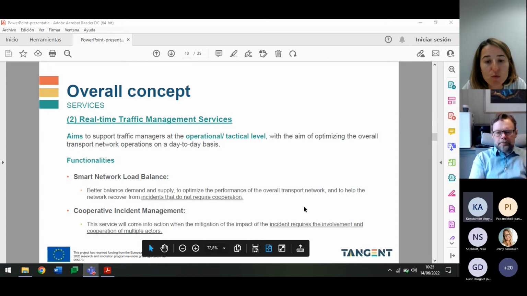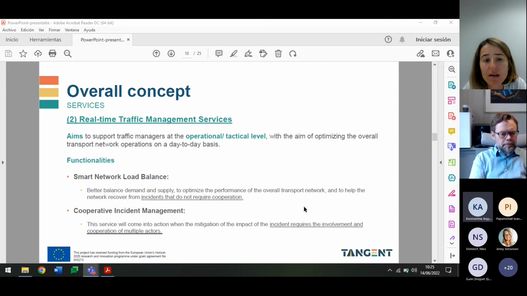Well, now we move to the second service, that is the real-time traffic management services. This service aims to support traffic managers on an operational and also tactical level for traffic management on a daily basis. Here there are two key functionalities. The first one is the smart network load balance, and the second one, the cooperative incident management.